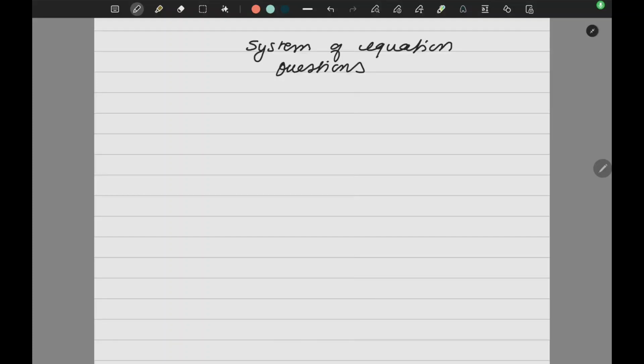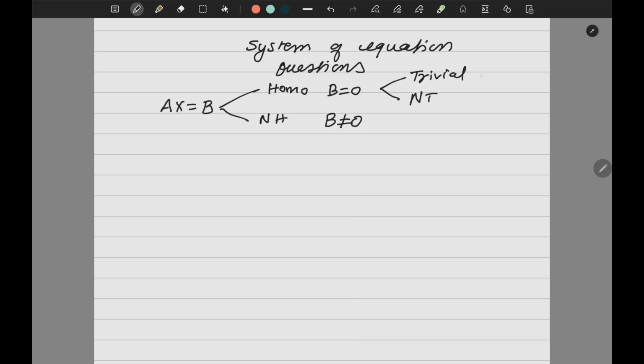Friends, in my previous video, I told you about the system of equations. We discussed that Ax = b is called a system of equations, which can be classified as homogeneous and non-homogeneous. If b is equal to 0, it is homogeneous. If b is not equal to 0, it is non-homogeneous. If it is homogeneous, it can have two solutions, trivial and non-trivial. Trivial means x = y = z = 0. Non-trivial means all of them will not be 0 together. Few will have different values and we can have infinite solutions as well.